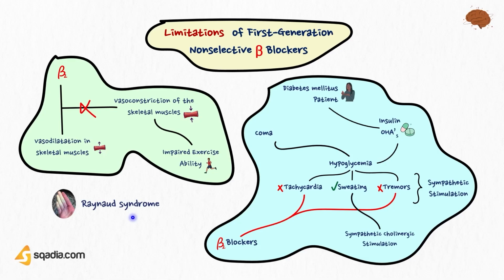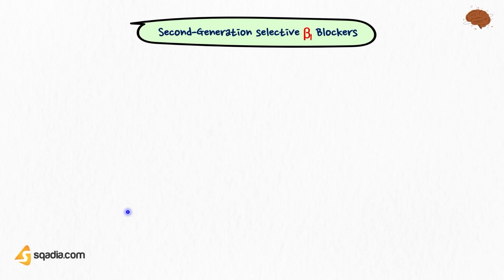Now, note here that, as you know, beta-2 stimulation causes vasodilatation and its blockage causes vasoconstriction. Due to this vasoconstriction, Raynaud's syndrome can be worsened. For this reason, in patients who are affected with Raynaud's syndrome, non-selective beta blockers are contraindicated. Next we have second generation selective beta-1 blockers.